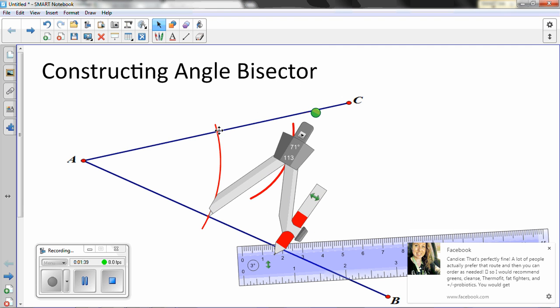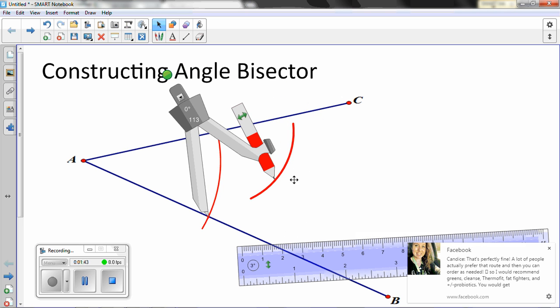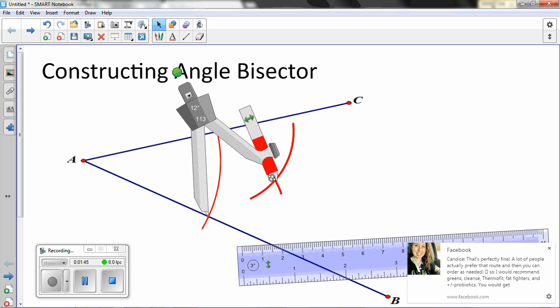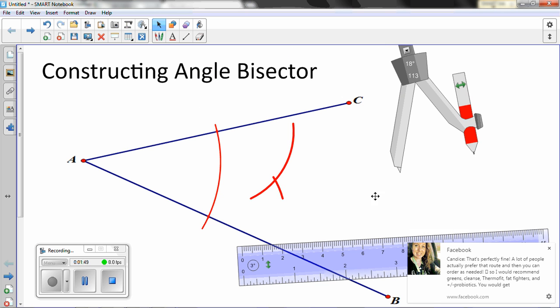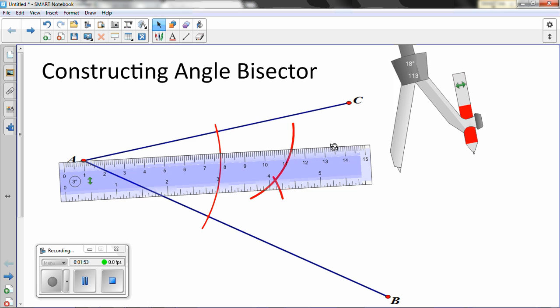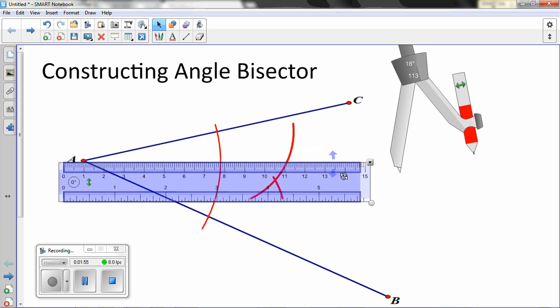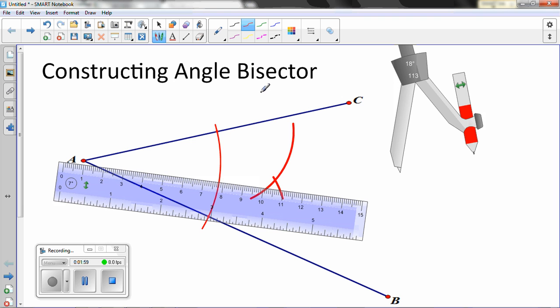And I did it from the first point that I found using my arc, and then I'll do it from the second point that I found, and I'm just concerned with where those 2 arcs are going to cross. Remember, these are arbitrary widths. They can be whatever width of my compass that I want them to be, but they do have to be the same from each point. That creates a new point where those 2 arcs cross, and if I join that point to point A, then I have myself an angle bisector.